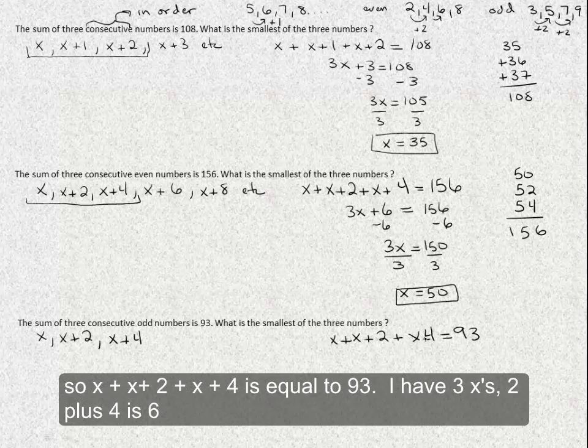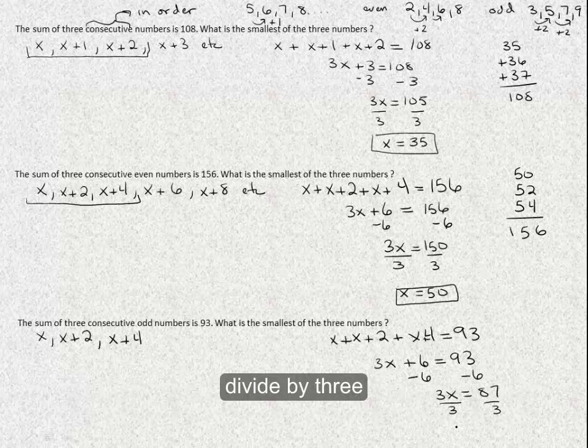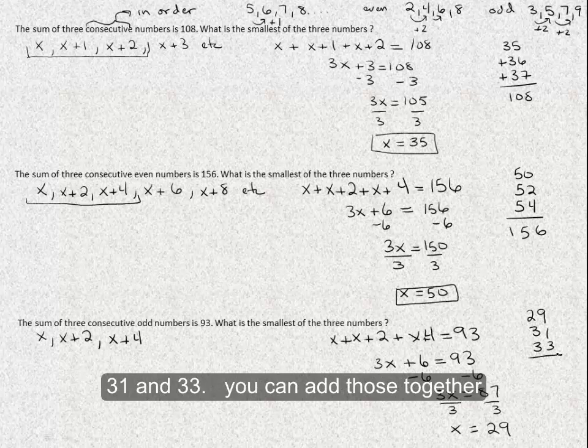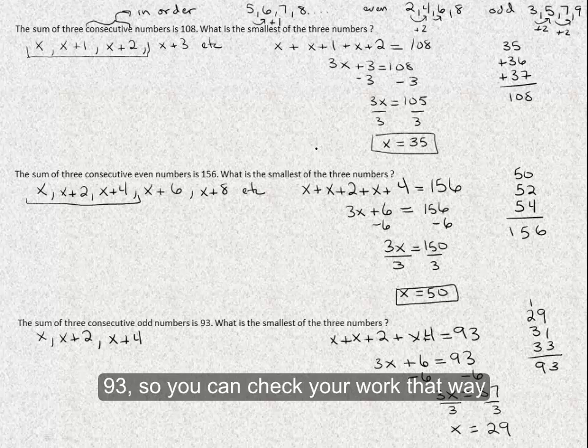So x plus 2 plus x plus 4 is equal to 93. I have 3 x's. 2 plus 4 is 6. Subtract 6 from both sides, and I get 3x is equal to 87. Divide by 3, and x is equal to 29. Consecutive odds would be 29, 31, and 33. You can add those together and see that you get 93. So you can check your work that way.